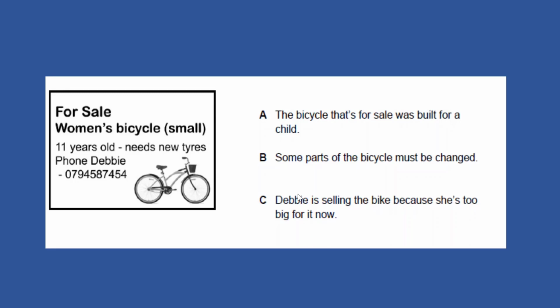Of course, the correct answer is B. Some parts of the bicycle must be changed. And you have 6 other questions like this.